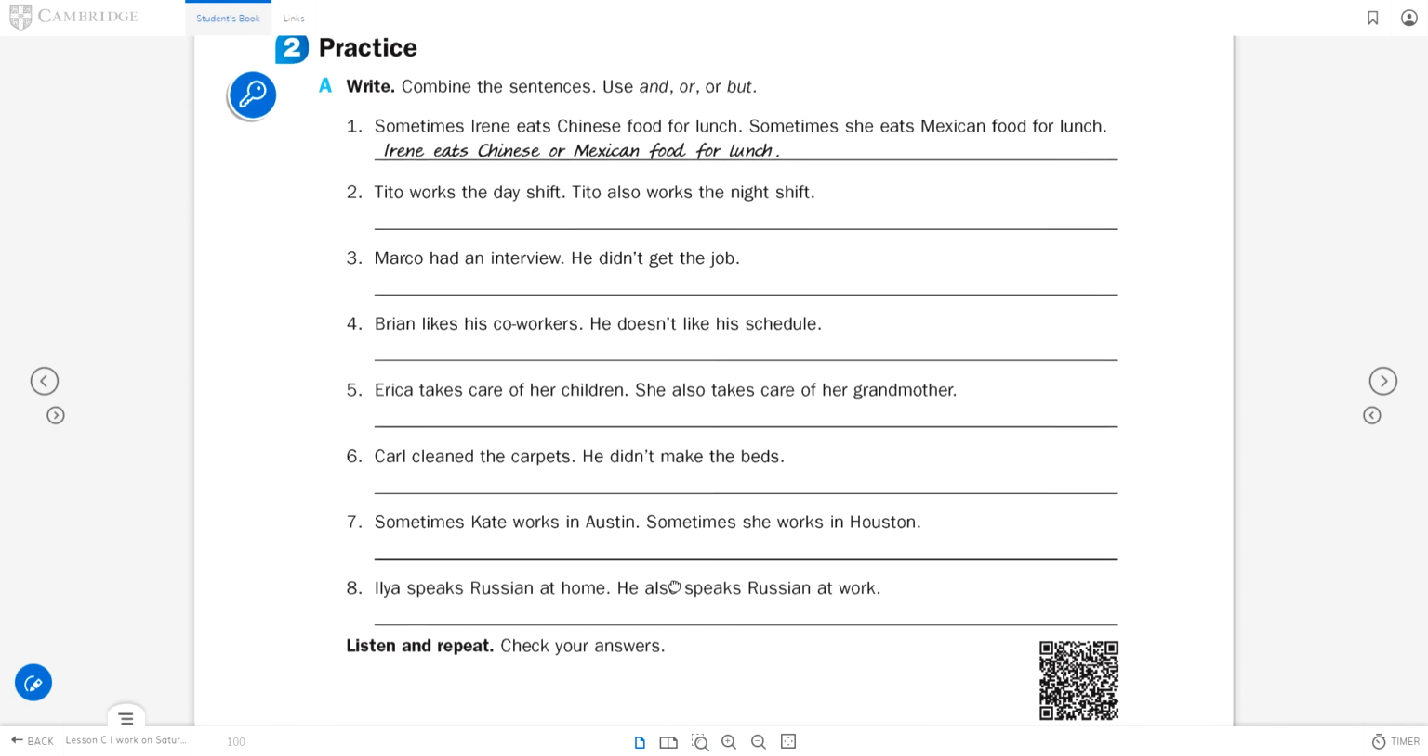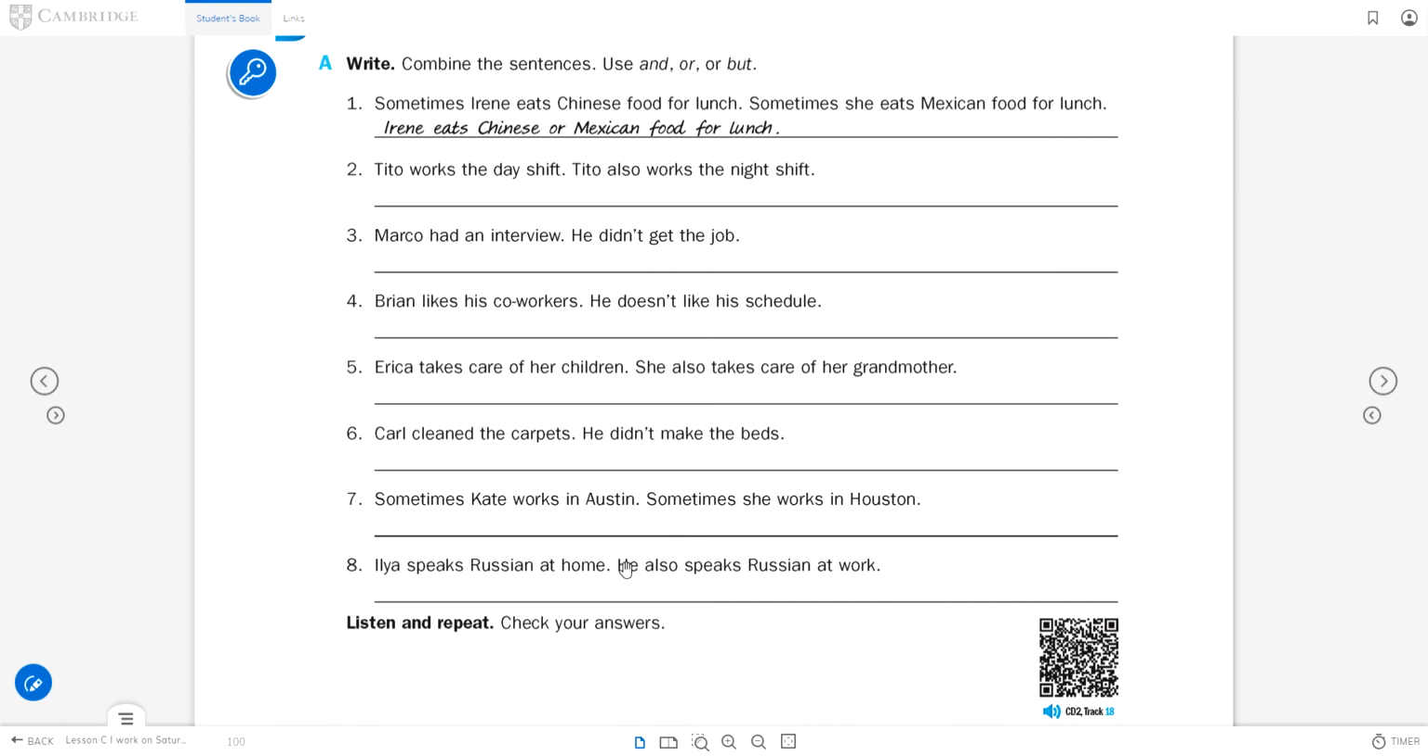Let's see here. So now is a writing exercise, okay? Combine the sentences, use and, or but. So you have two sentences, you have to combine them. For example, look here. Sometimes Irene eats Chinese food for lunch. Sometimes she eats Mexican food for lunch. Irene eats Chinese or Mexican food for lunch. Okay, so you have to grasp the idea and then write it down.